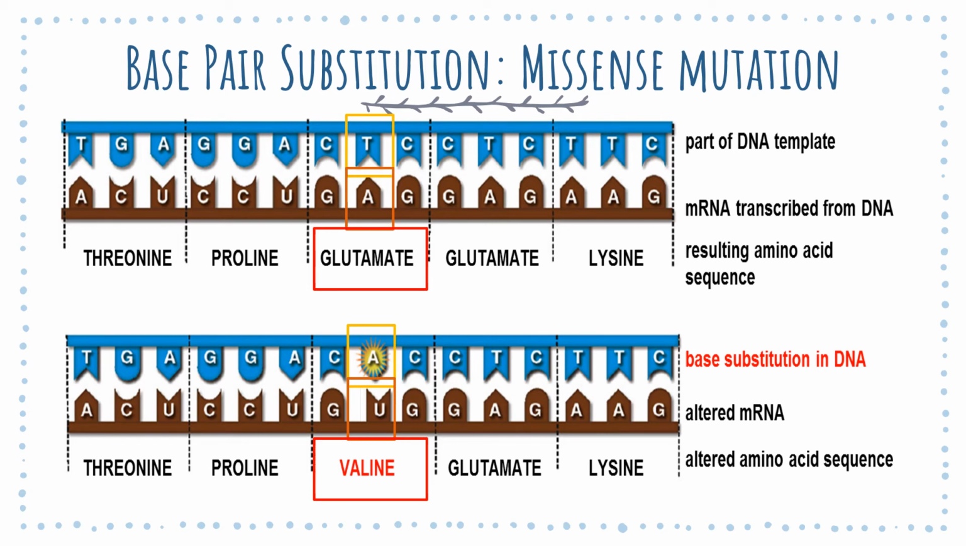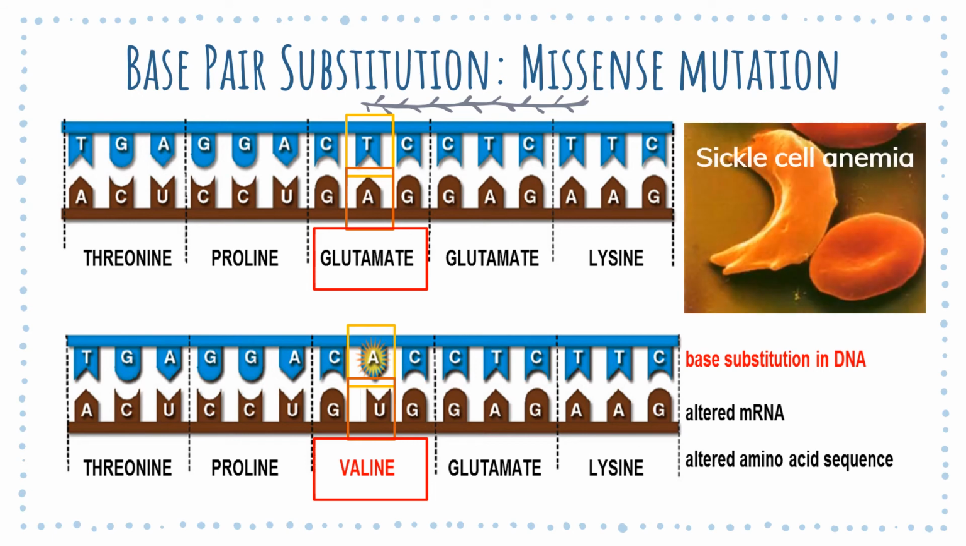Usually, base pair substitutions don't lead to lethal conditions. Unfortunately, in this example, this single nucleotide or letter change leads to a condition known as sickle cell anemia, in which red blood cells become crescent-shaped. This mutation is common in many African countries.